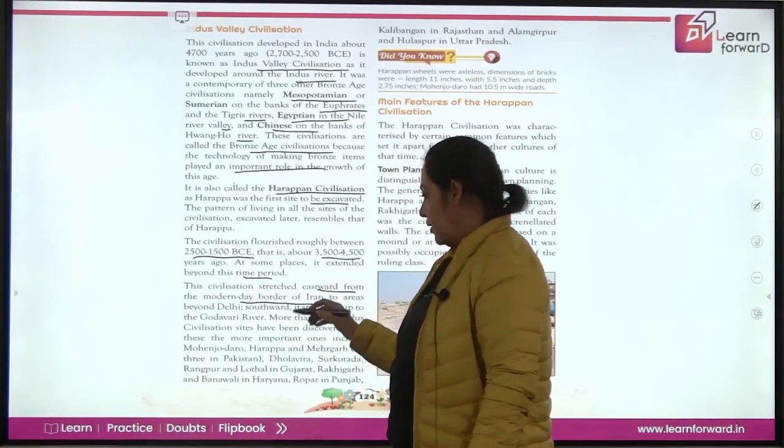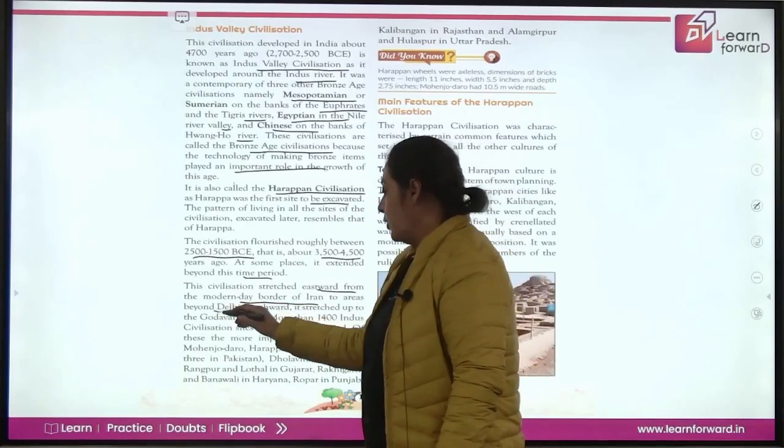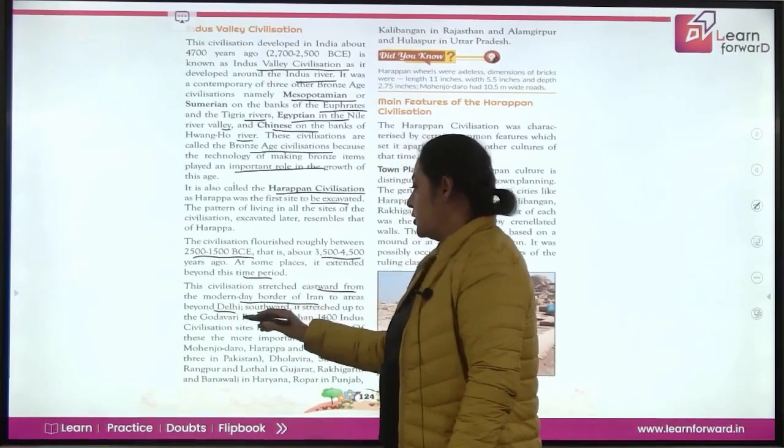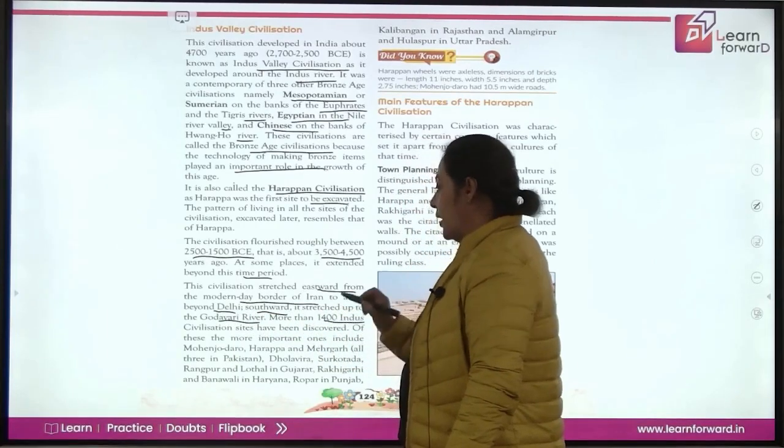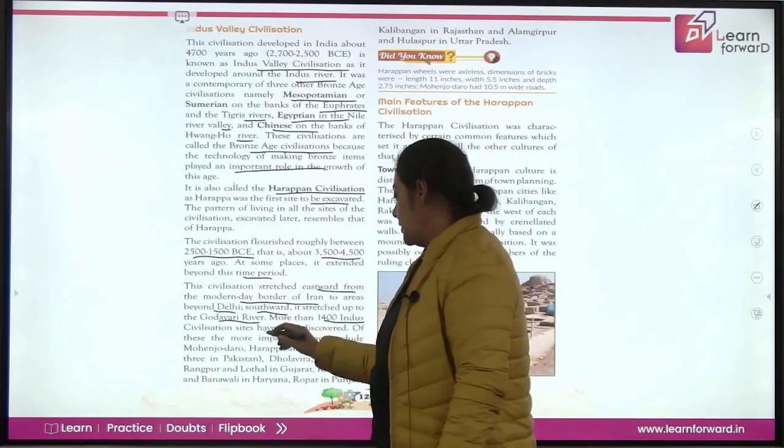यहाँ पे आज ईरान का border है. Areas beyond Delhi, southward की बात करें तो it stretches to the Godavari River. And more than 1400 Indus civilization sites have been discovered.